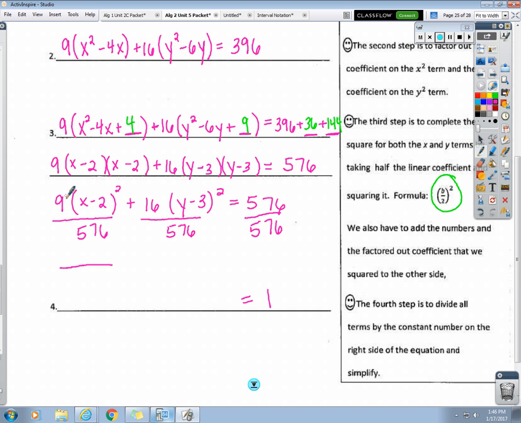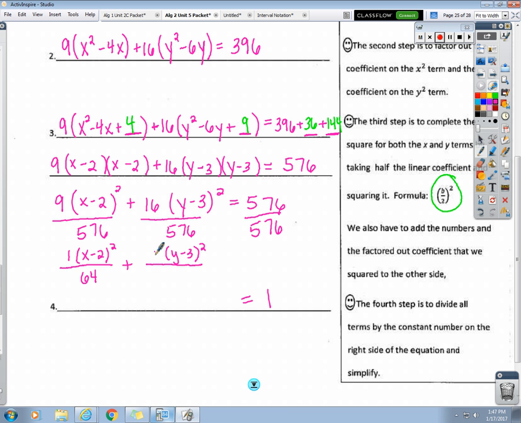Reduce 9 over 576. 1 over 64. Okay, and then just write the x minus 2 squared beside it. Now reduce the 16 over 576. And then we'll write the y minus 3 squared beside it.